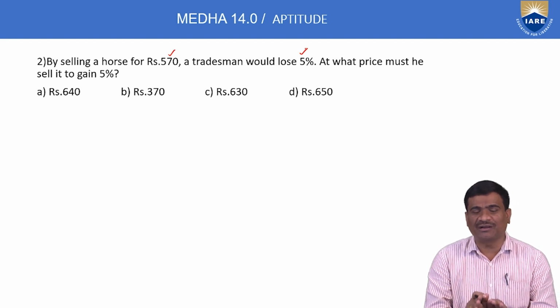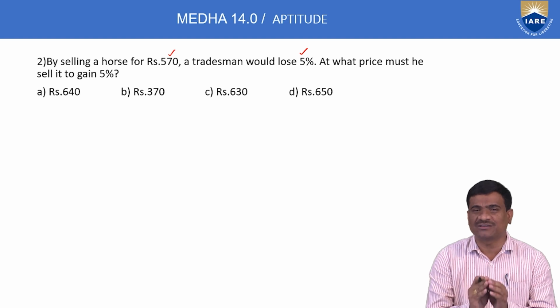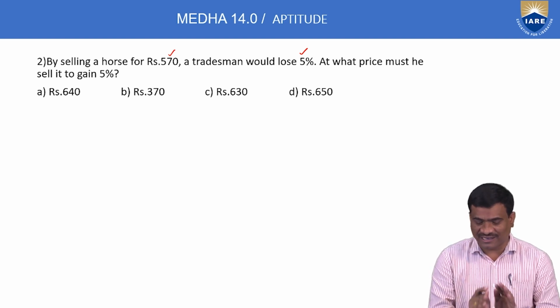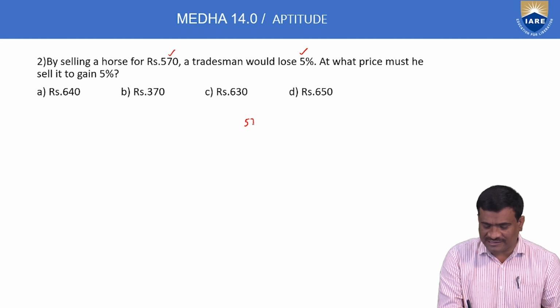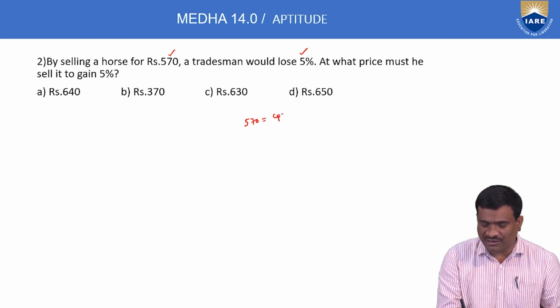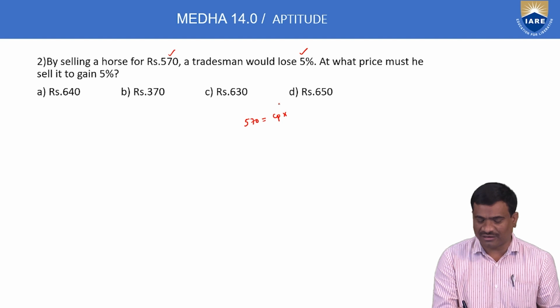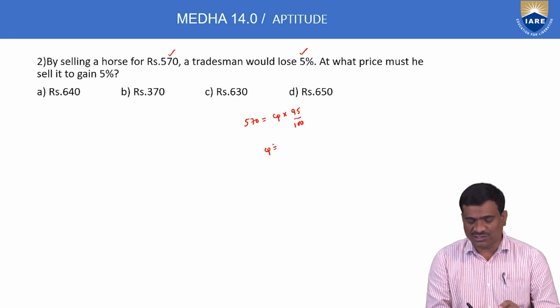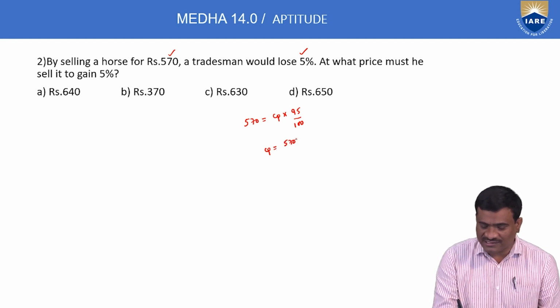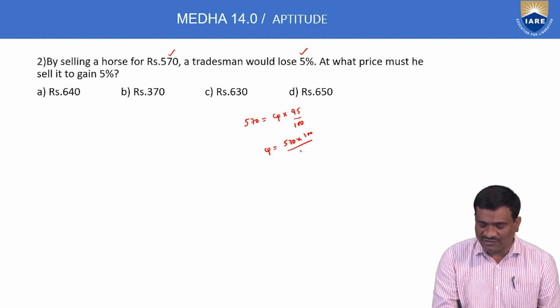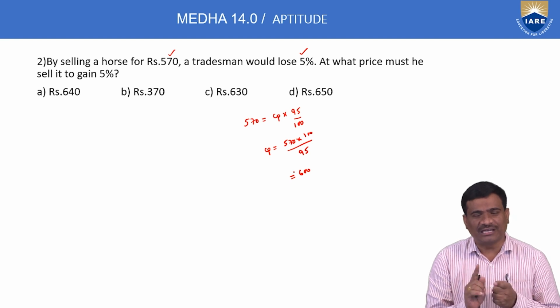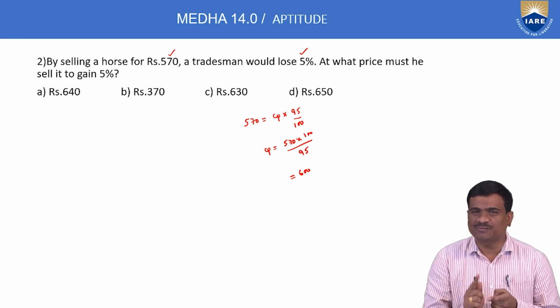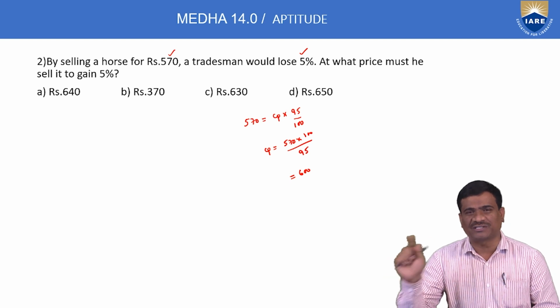Using the first statement, calculate only the cost price. Selling price is equal to cost price into (100 minus L) by 100, where L is 5, which means 95 by 100. Here we find out the cost price. Cost price is equal to 570 into 100 divided by 95, which is equal to 600. Selling price 570, cost price 600 when loss is 5%.